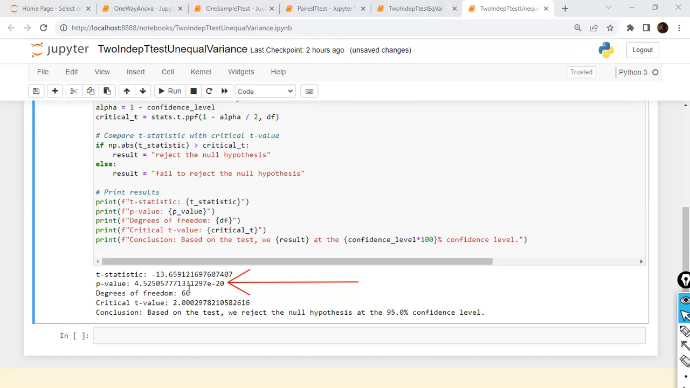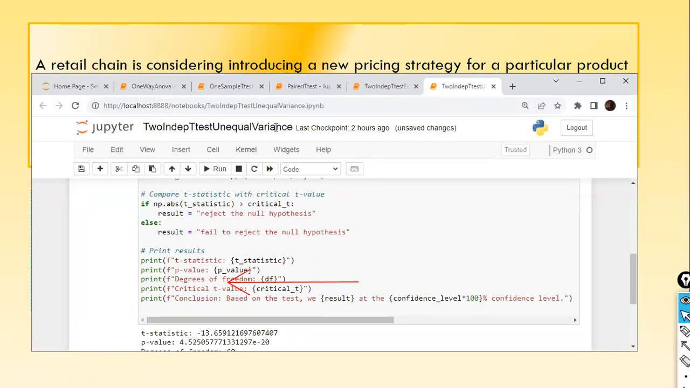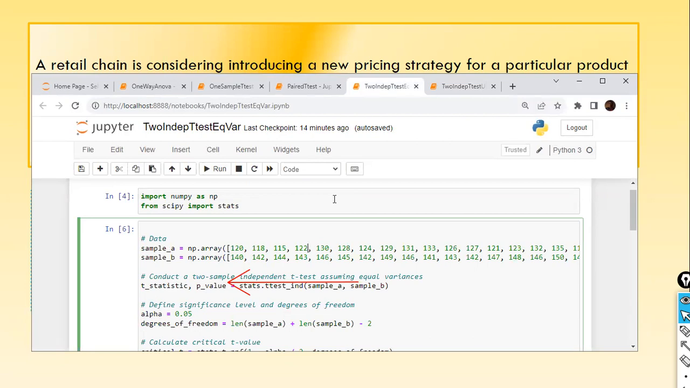So what is the p value here? The p value is very, very small, followed by this value, we can see that. Let me just check here. Both of them are okay. I think I've taken the same value, right?